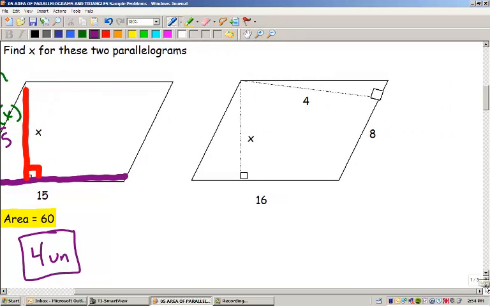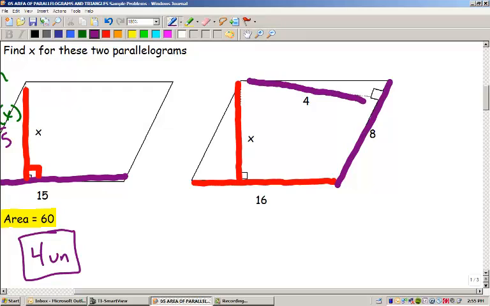Now the next question is one of my favorite questions. They want us to find the value of x. And they don't tell us what the area is, but what you should notice is that this base has a height of x, and this base has a height of 4. And what you need to realize is that there's two ways for us to find the area of the same parallelogram. Using this as a base, and that's the height. That's the base, and that's the height.